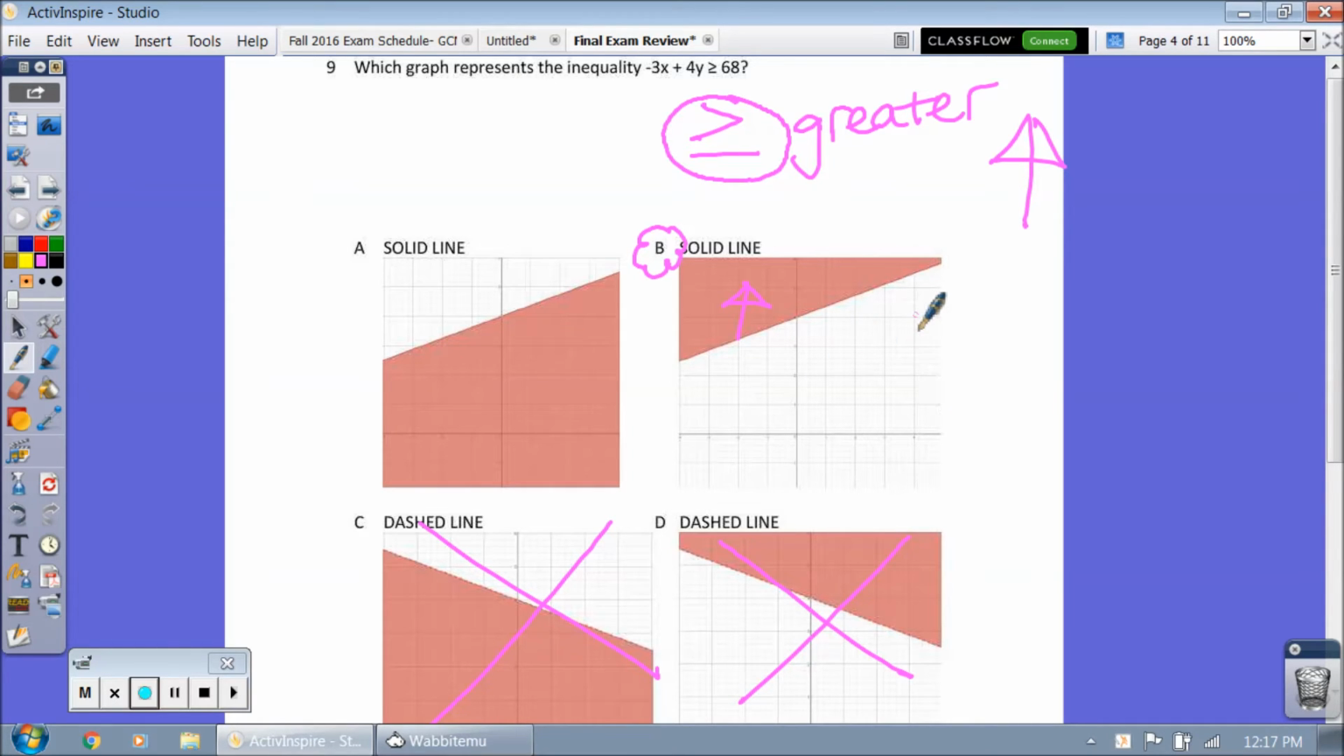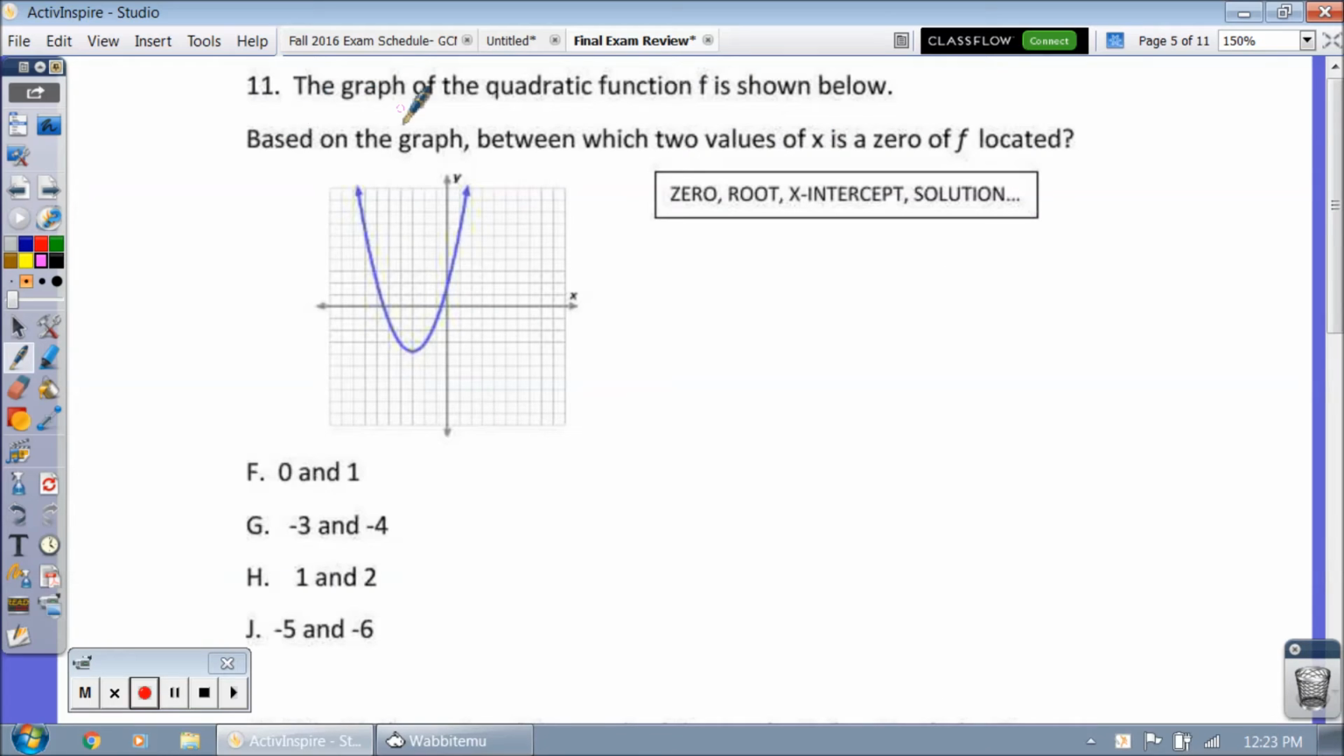So 11, the graph of the quadratic function is shown below. Based on the graph, between which two values of x is a 0 of f located? So the 0 is just a fancy way of saying the x-intercept. Where does it cross the x-axis? Well, it crosses the x-axis at 2 points. It crosses here and it crosses here.